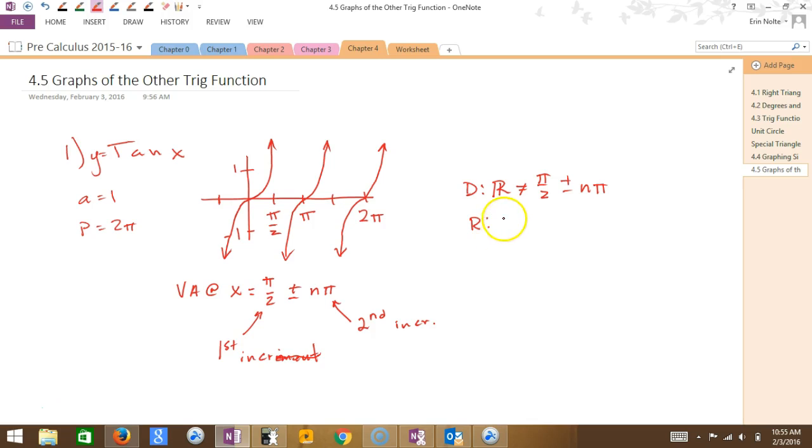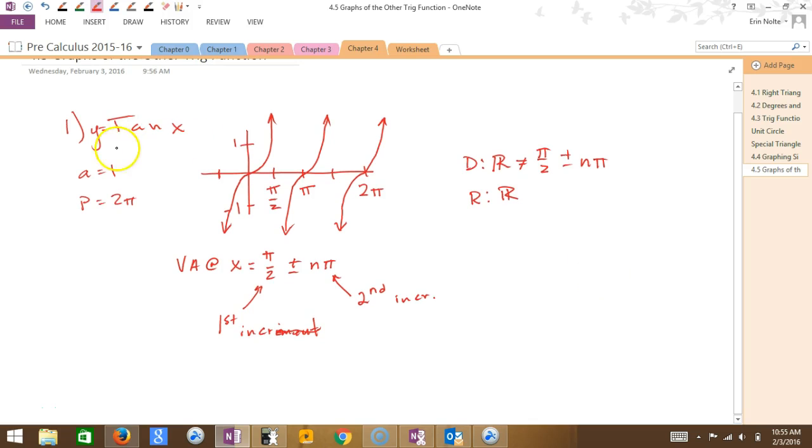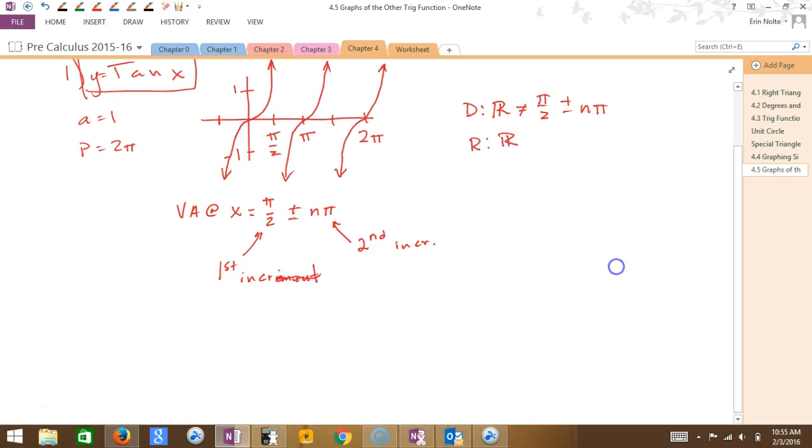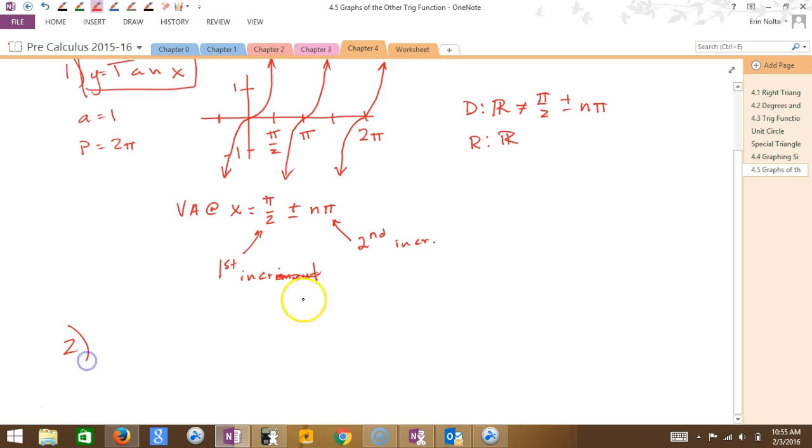Right. All reals, perfect. It goes down from negative infinity to positive infinity. So there is a tangent. I'm going to immediately go to cotangent because cotangent looks very similar to the tangent function.